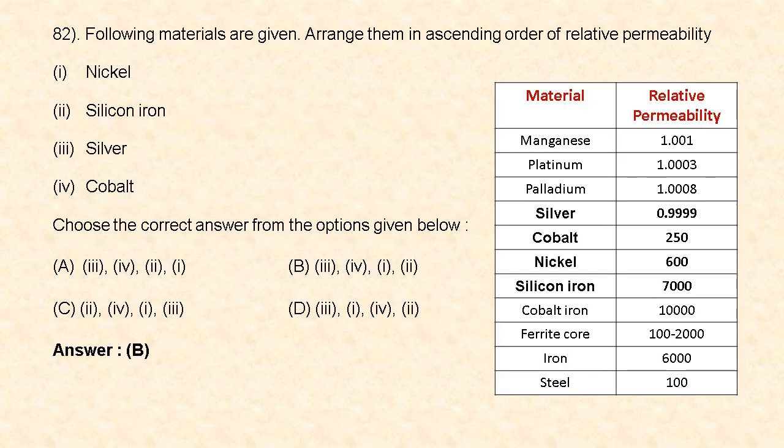Next question. Following materials are given. Arrange them in ascending order of relative permeability. First they have given nickel, silicon iron, silver, cobalt. We know that from the table, silver has relative permeability of approximately 1. Next, cobalt has 250, nickel has 600, silicon iron has 7000. So here option B is the correct answer.